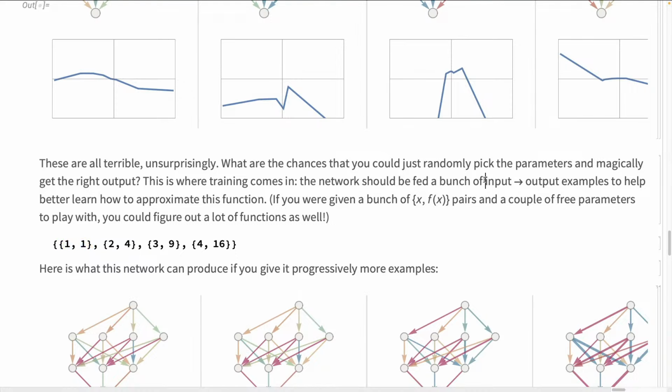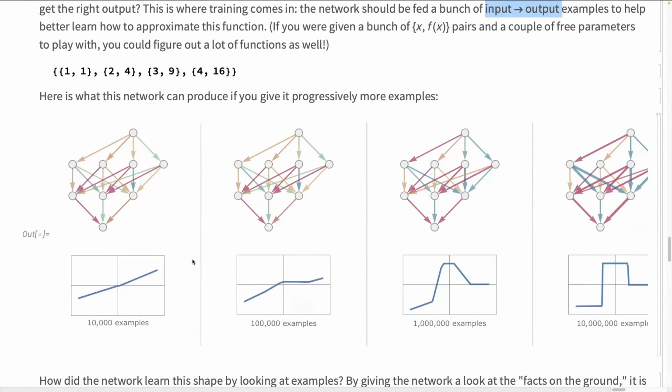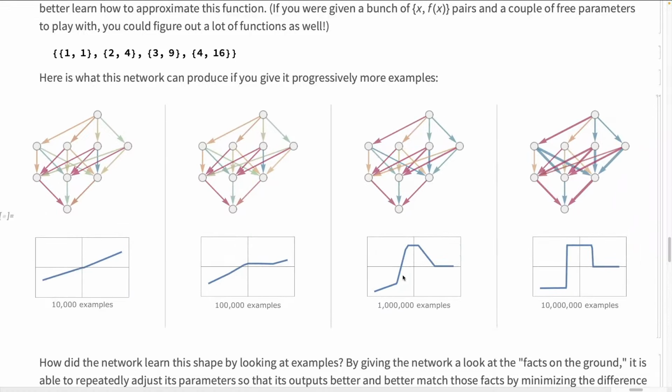We're going to give it a bunch of these input-output examples. And then through those examples, we hope that it will learn how to replicate the function that is generating those input and output pairs. So if we give this network 10,000 examples, this is the best we can do. If we give it 100,000 examples, this is the best we can do. And so on. As we give it more and more examples, it's able to learn better and better what the shape of the function is. And you can see it does require a good number of examples here.